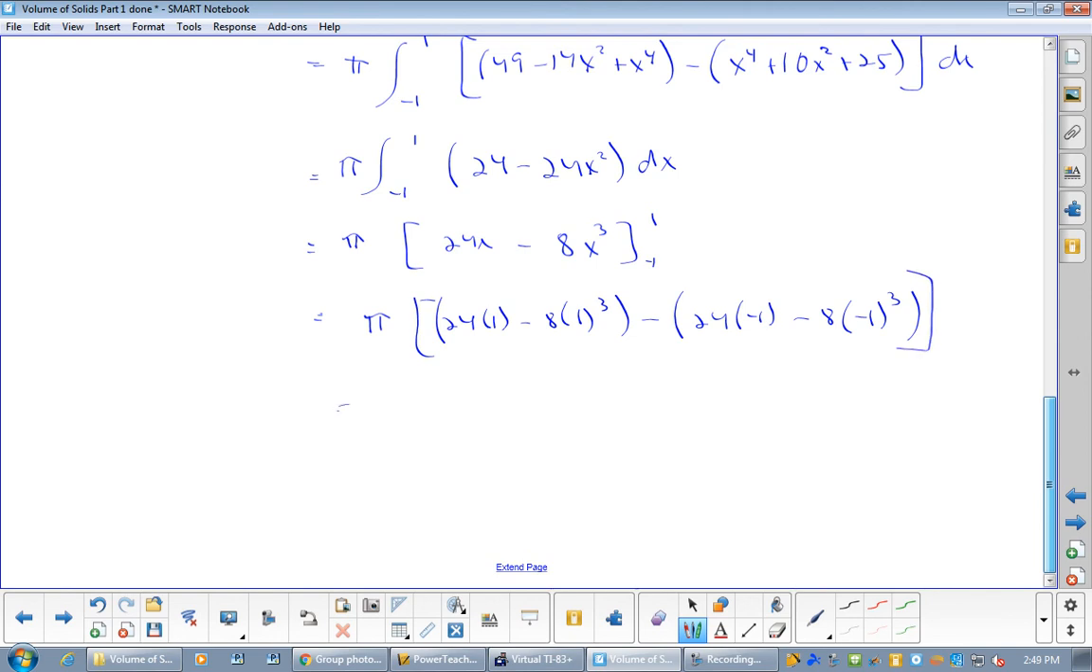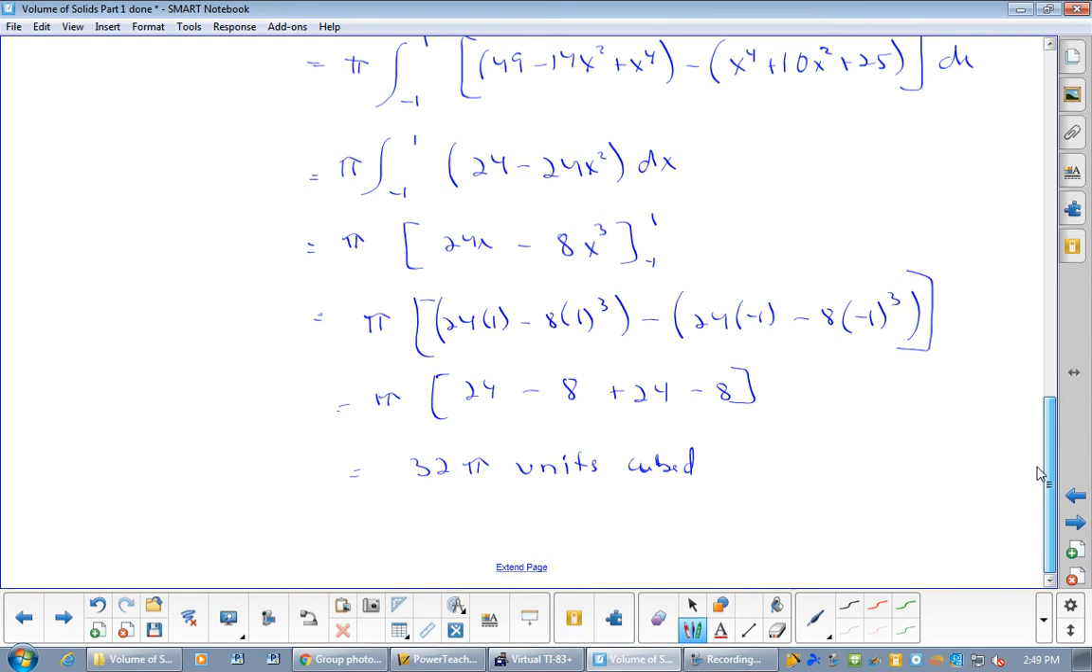And this will give me pi, so we've got 24 minus 8, minus 24 is plus 24 minus plus 8 is minus 8. So this equals 32 pi units cubed. Okay, how was that?